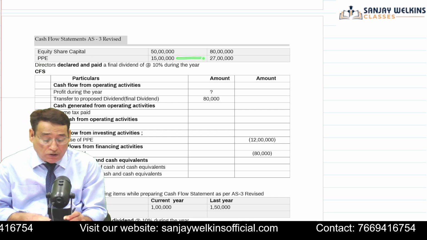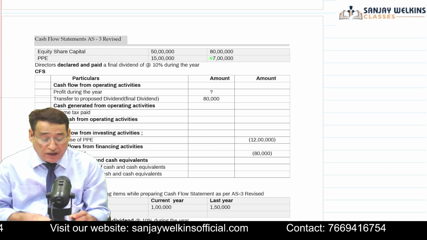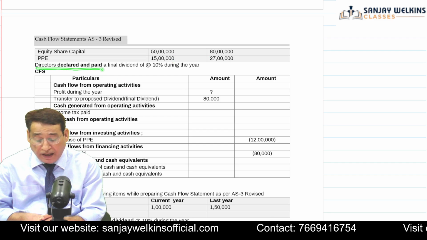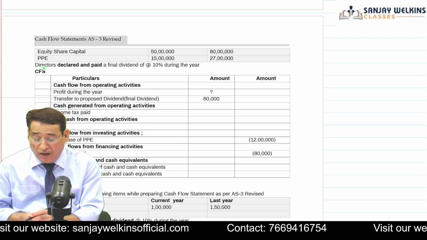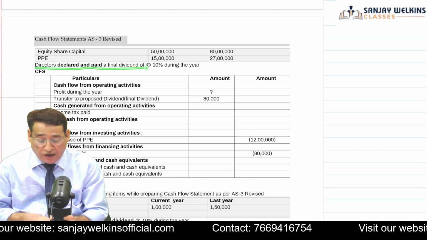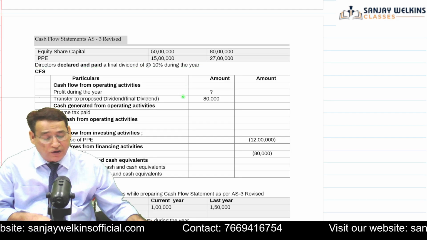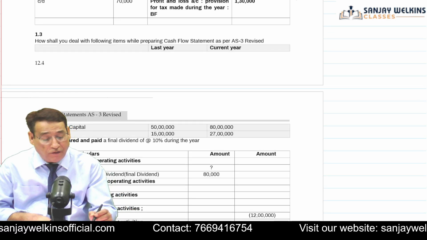Besides that, we are also given property, plant and equipment, 15 lakh and 27 lakh. Also it is given that directors declared and paid. Kindly pay attention towards the word paid. Directors declared and paid a final dividend of 10% during the year. This is also given in this particular question. So how to deal, especially with respect to dividend.